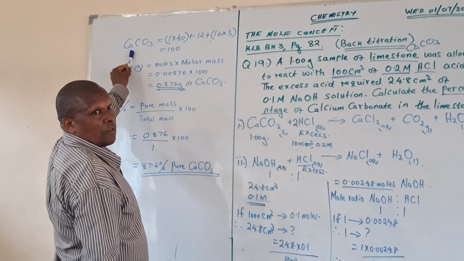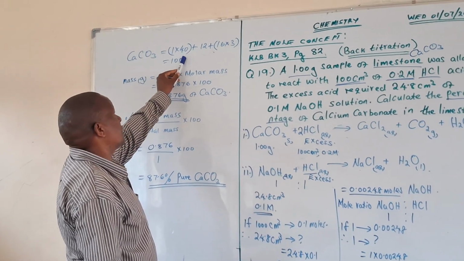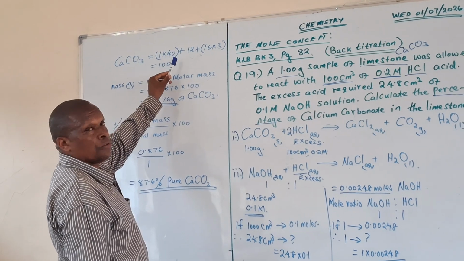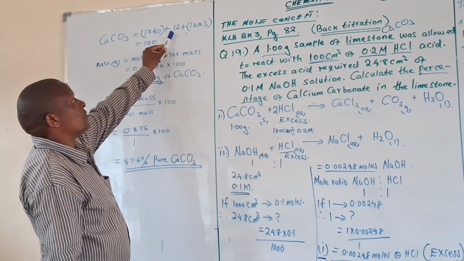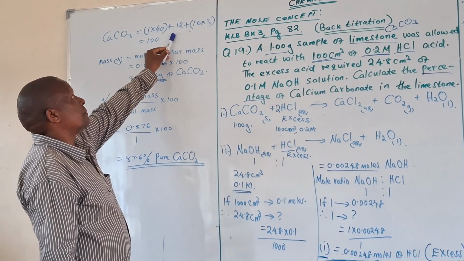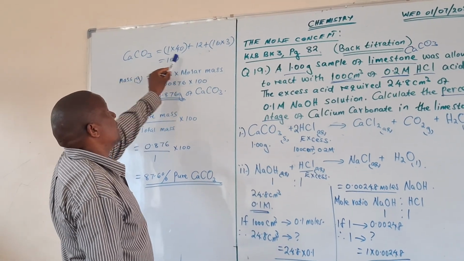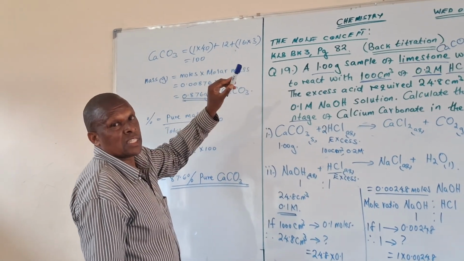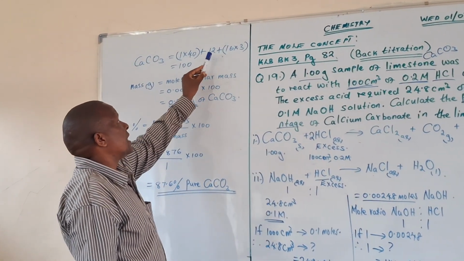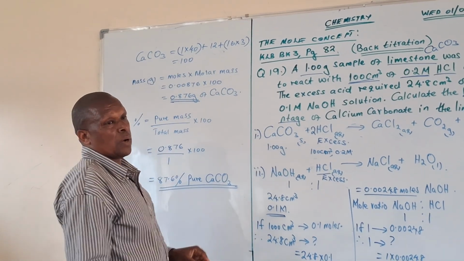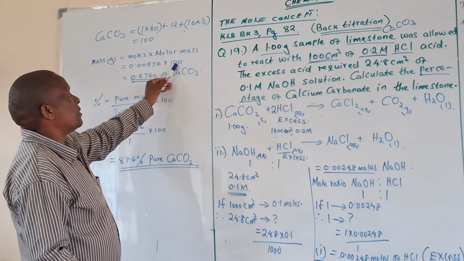We have one atom of calcium, which is multiplied by the relative atomic mass of calcium, which is 40. 1 times 40, you get 40. We add one atom of carbon times the relative atomic mass of carbon, which is 12, you get 12. 1 times 12 is 12. And then finally, we have 3 atoms of oxygen times the relative atomic mass of oxygen, which is 16. So 16 times 3 is 48. So you have 48 plus 12 plus 40. You get 100. So the mass will be moles times molar mass, which is 100.